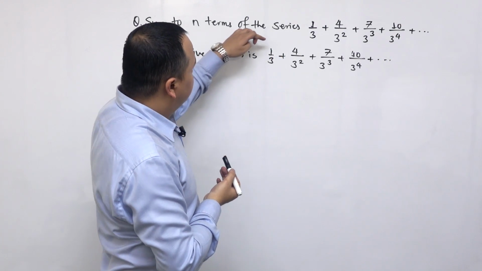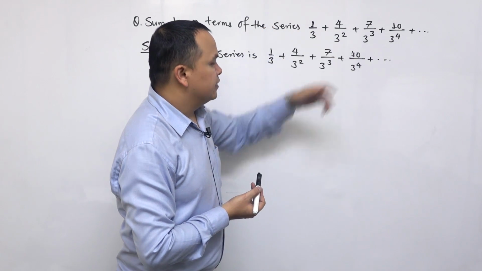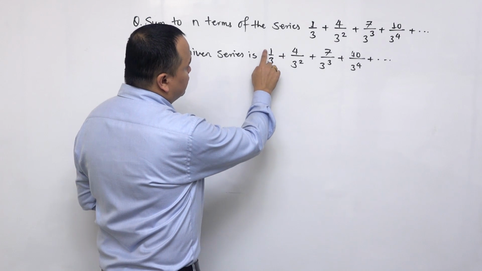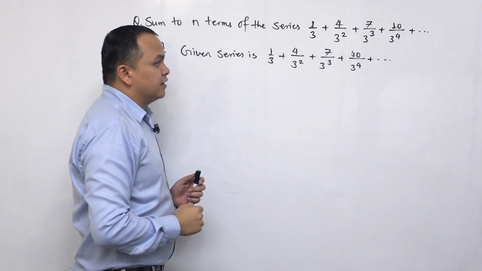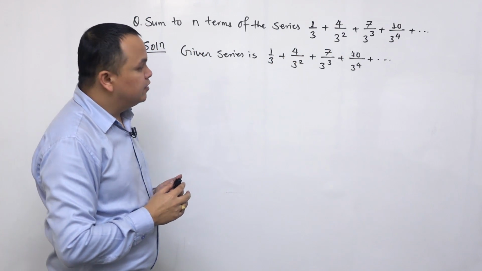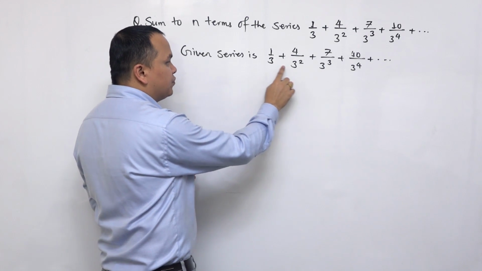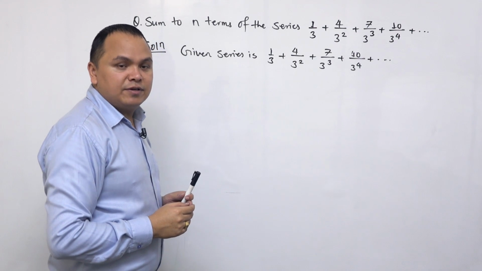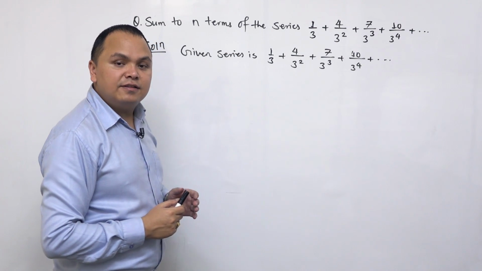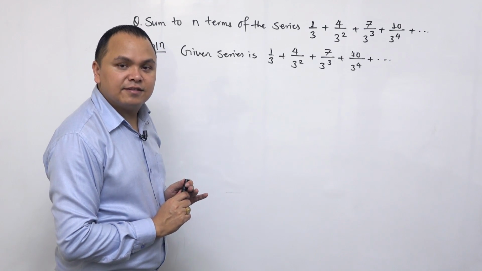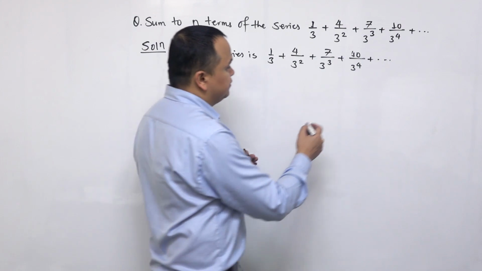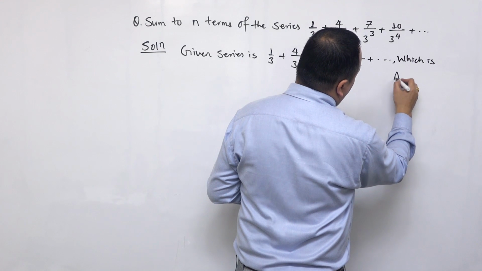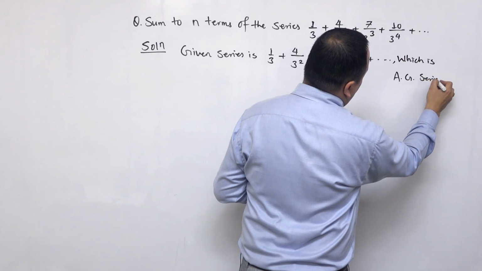Clearly 1, 4, 7, 10. If we take the numerator part only, 1, 4, 7, 10, which are in AP. Similarly in the denominator, 3, 3 squared, 3 cube, 3 to the power 4, which are in GP. So the given series is an arithmetico-geometric series, which is an AG series.